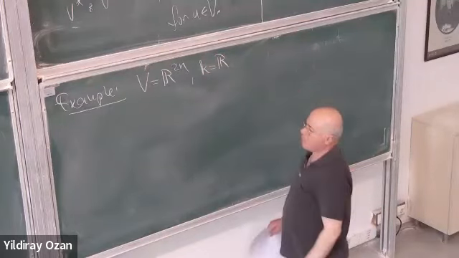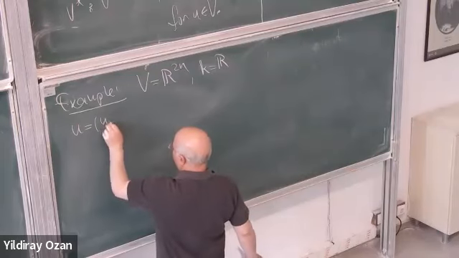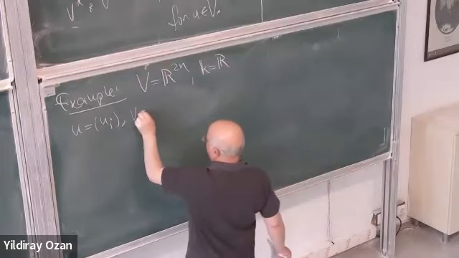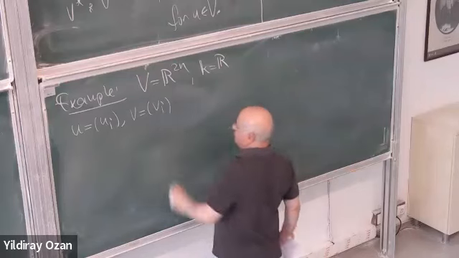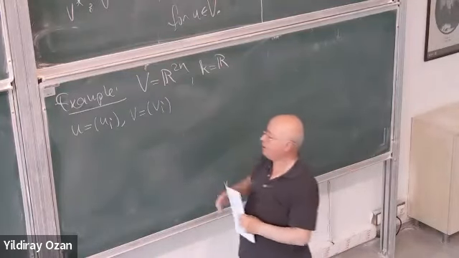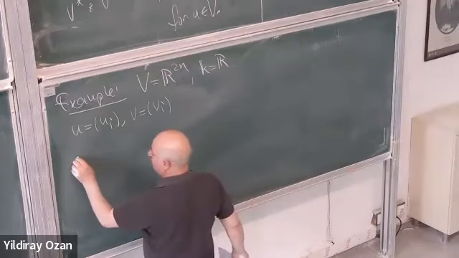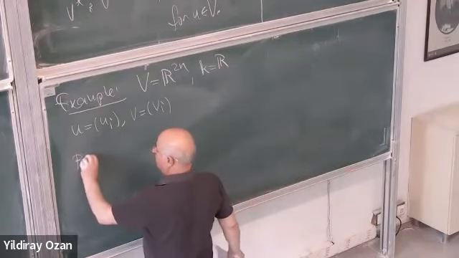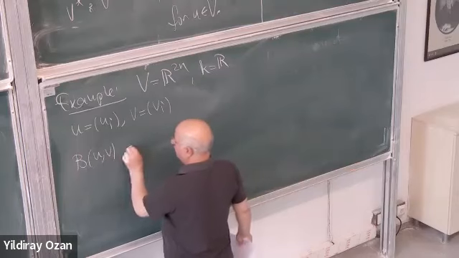So if U is, let's say, UI, V is VI, so I have two n components, okay? Then we define B through B like this.